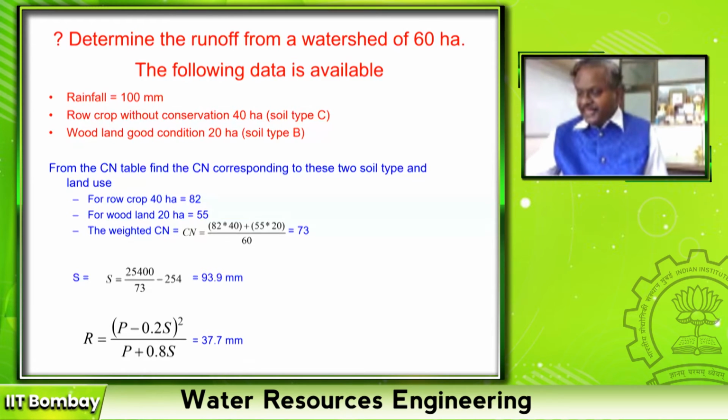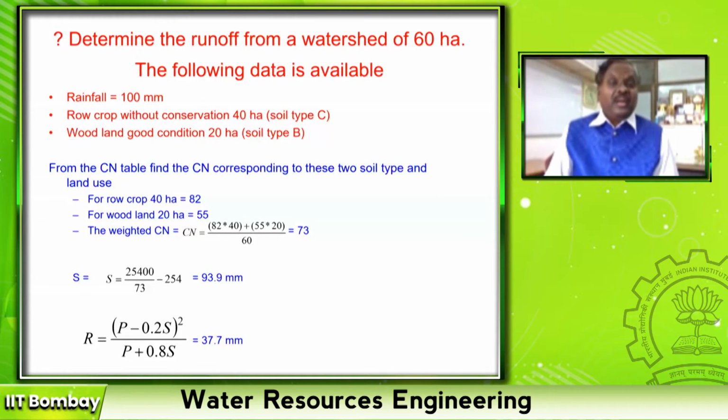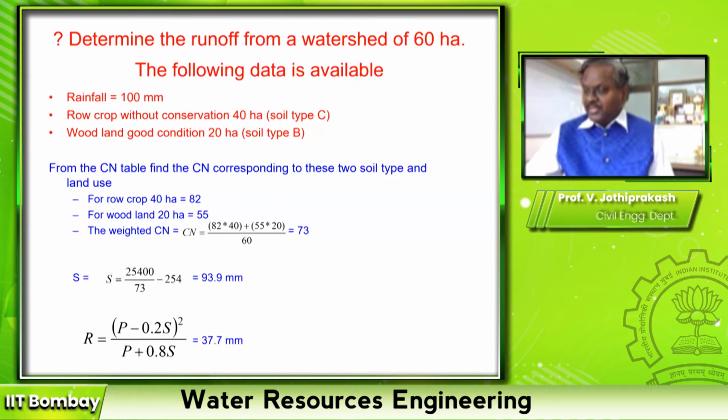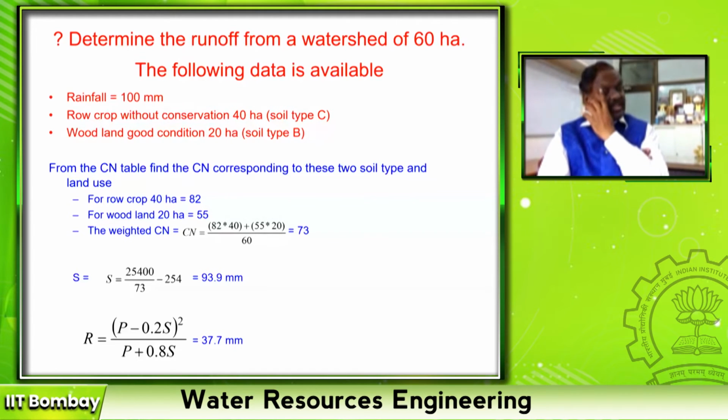Now from this rainfall and runoff, you can estimate the rainfall runoff coefficient. So what is the runoff? 37.7 mm. And what is the rainfall? It is 100 mm. So 37.7 divided by 100, 0.377 is the rainfall runoff coefficient. So this is how the basic SCS curve number technique is used to estimate the runoff.